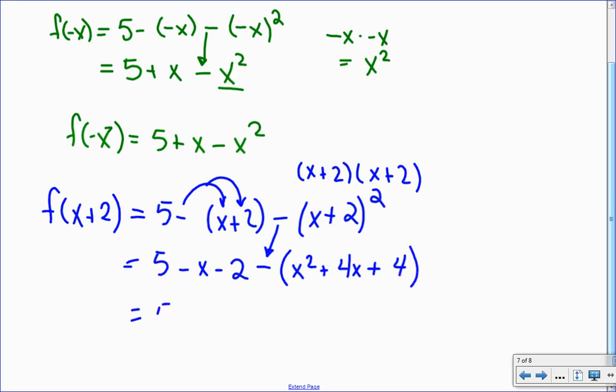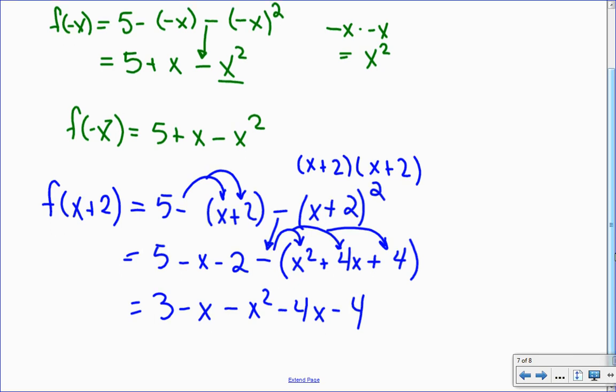Okay, so we have 5 minus x minus 2, which gives us 3 minus x, minus. And now we can distribute our minus to each of these terms. So minus x squared minus 4x minus 4. And we get negative x squared, and we have negative 5x and a negative 1. So this is f of x plus 2.